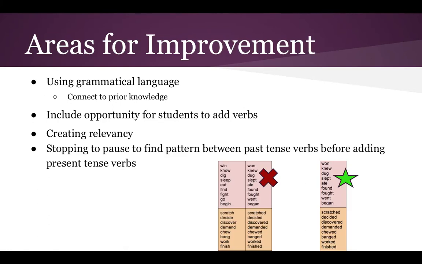And one area for improvement that I'm still not really sure about, so I would like to try it, is that we didn't pause to find any patterns until we had pasted both the past and the present tense on the board. And the reason that I did that is I wanted them to notice that the ED was being added on to something. But I would be curious to try just finding the patterns between the past tense verbs, noticing, oh, some of these end in ED and some of them don't, and then adding the present tense verbs, and then having them notice more patterns. So that would be something that I might want to try next time.